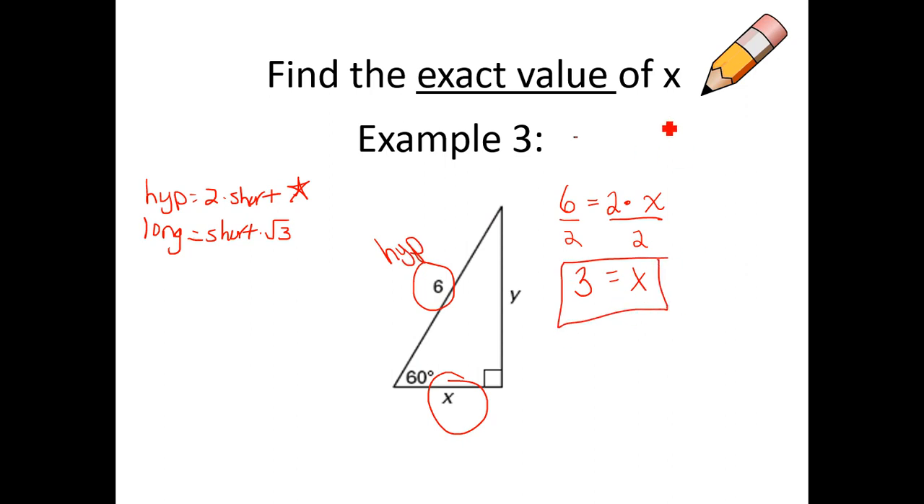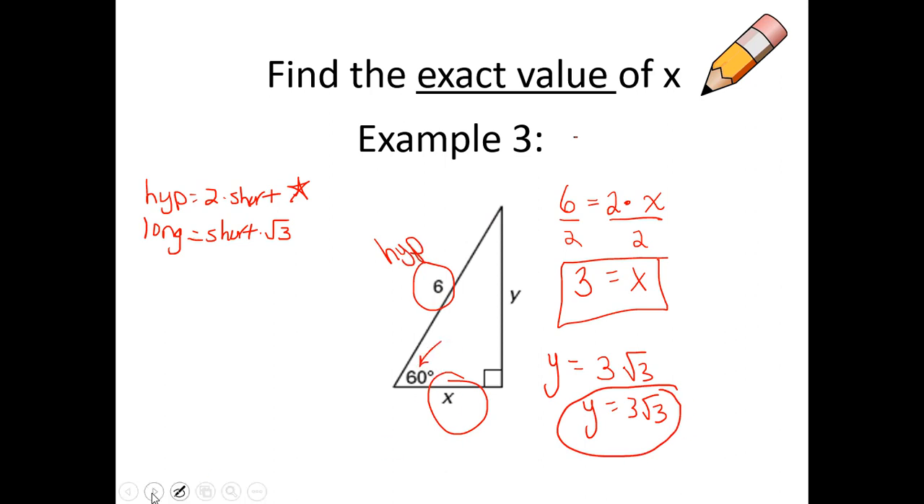Now, it doesn't say I have to solve for y in this example, but if I wanted to, I could just put that into my other formula, and the long leg, or the y, would equal the short leg, which is 3, times the square root of 3, and then so y would equal 3 square roots of 3. Done.